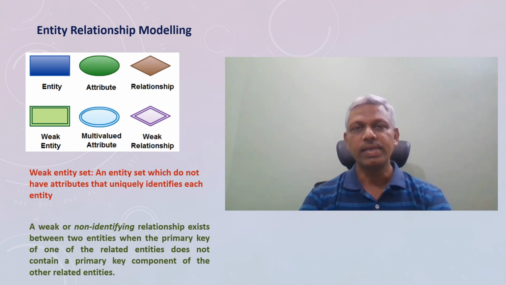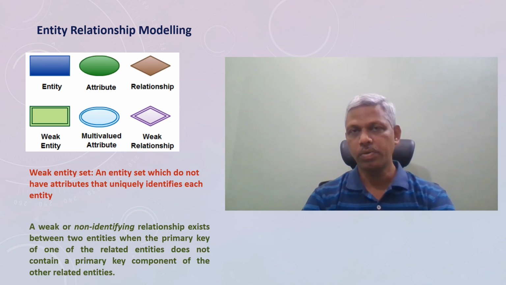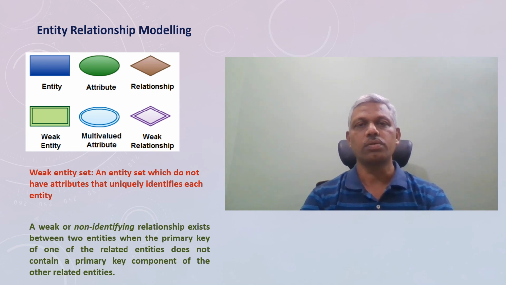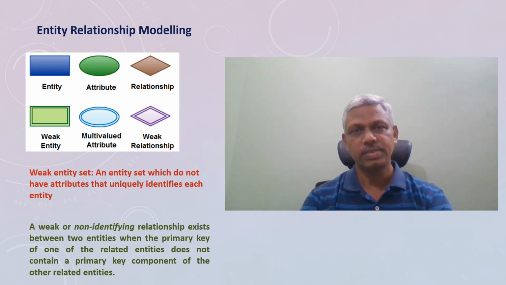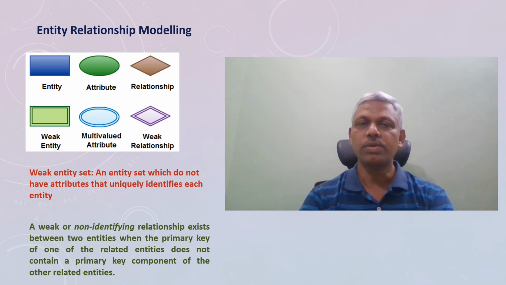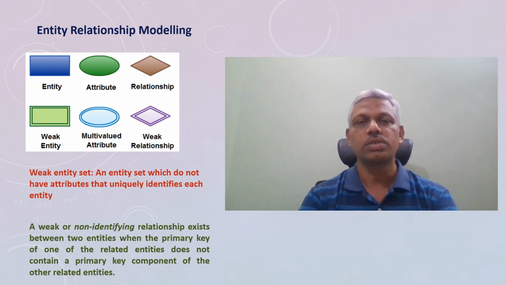We represent an entity with a rectangular box and the attributes or qualities of the entity with an oval shape. Whenever there is a relationship among the entity sets, we represent it with a diamond. Among the entities, a weak entity set is a special case that is represented with a double box. Similarly, multi-valued attributes are represented with a double oval, and a weak relationship is represented with a double diamond.